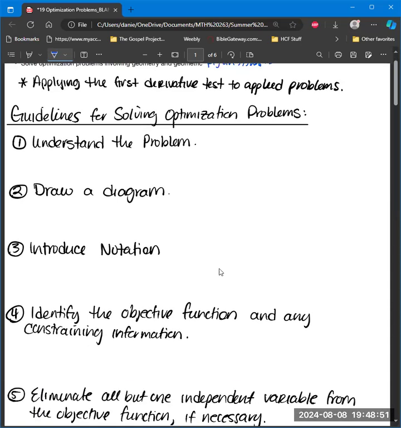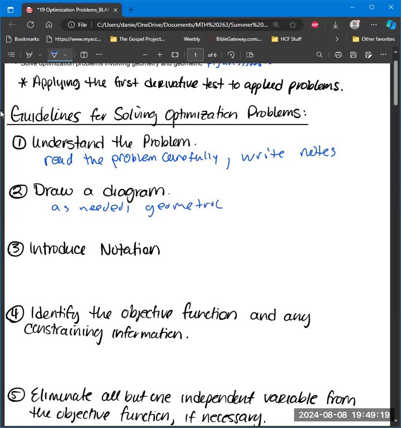First, we need to understand the problem, read it carefully. Take your time, write notes. It's important usually to draw a diagram. Not always needed, but many times helpful, especially in geometric examples. Keep track of your units as part of this too.